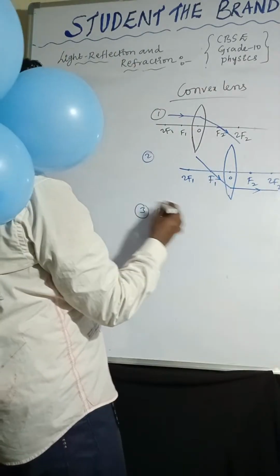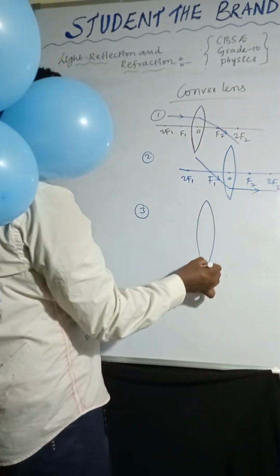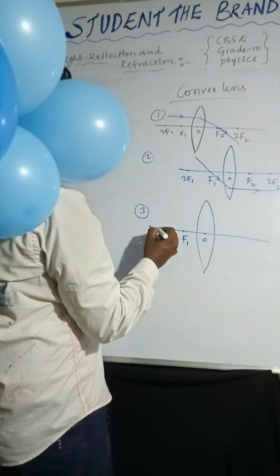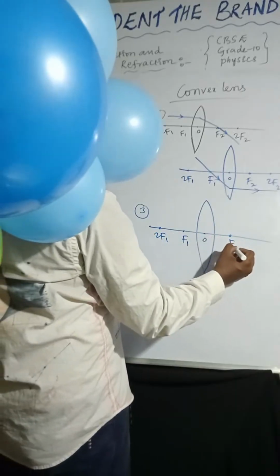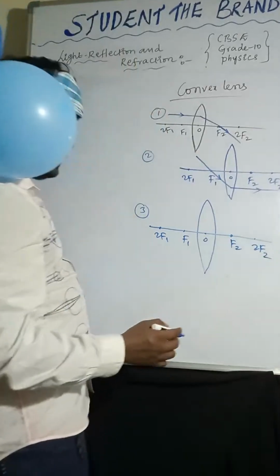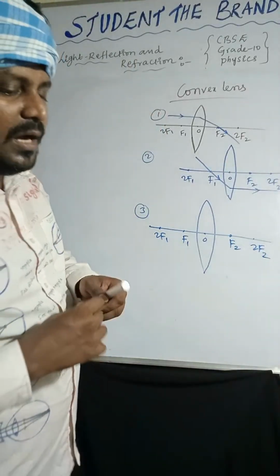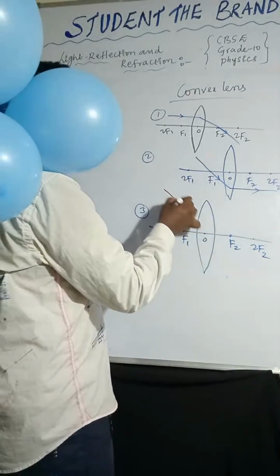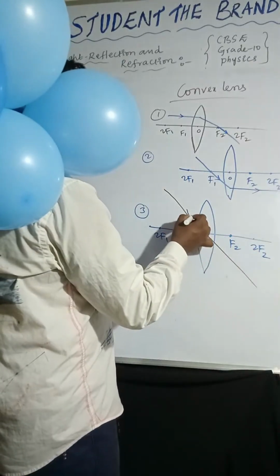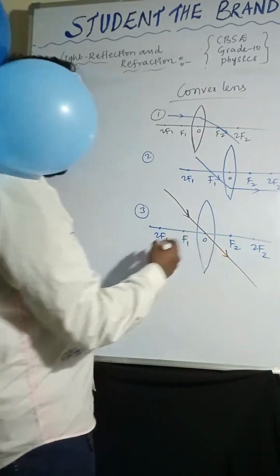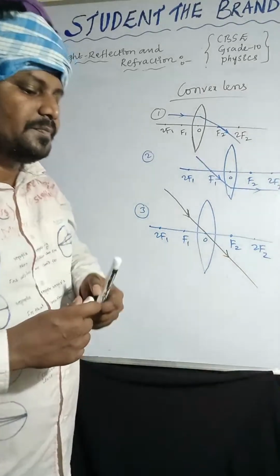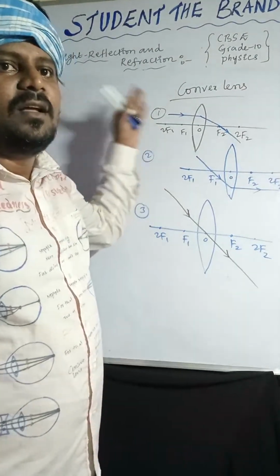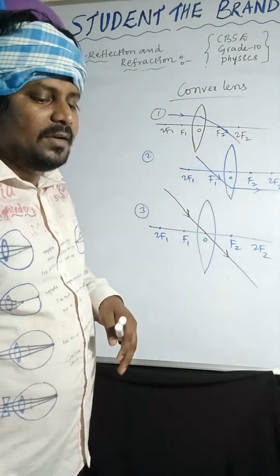Coming to the third one: light rays passing through the optic center, F1, 2F1, F2, 2F2. Light rays passing through the optic center won't have any deviation, like this. Next, these are the ray rules for the convex lens. We'll go to the concave lens.